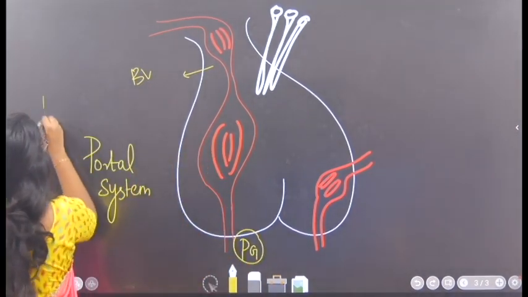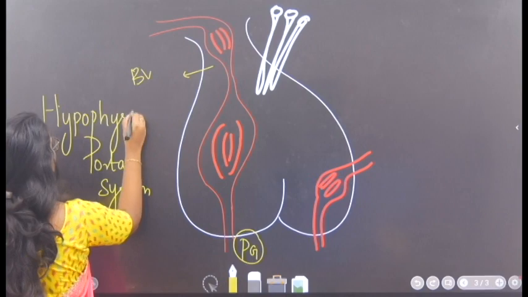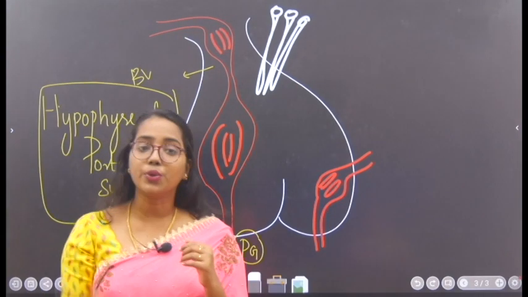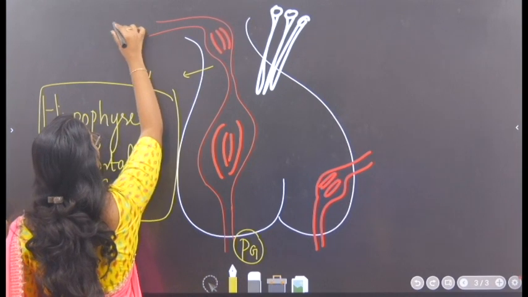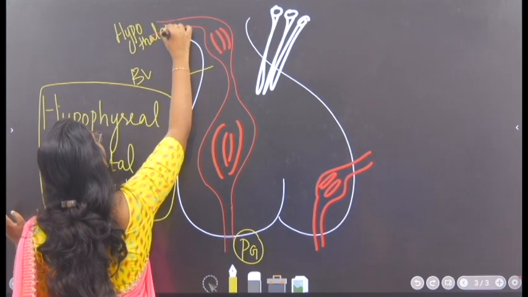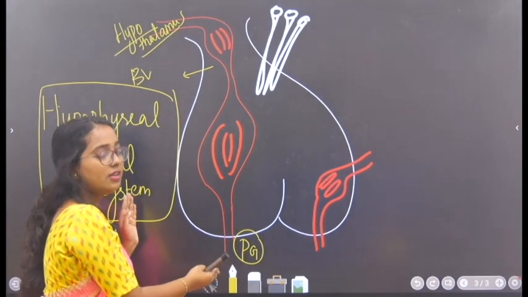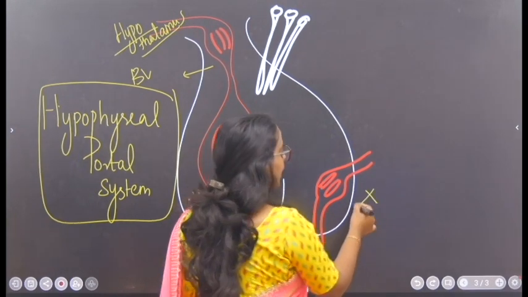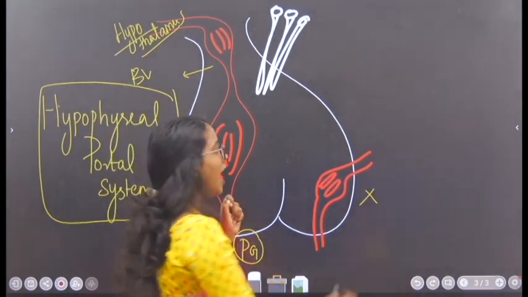This is very important: the hypophyseal portal system. What is the hypophyseal portal system? The blood vessel connection between the hypothalamus and the pituitary gland is called the hypophyseal portal system. Here you can see this blood vessel is coming from the hypothalamus. The blood vessel from the hypothalamus, not going to the heart but coming towards the pituitary gland, is called the hypophyseal portal system. This portal system is absent in the case of the posterior lobe of the pituitary.